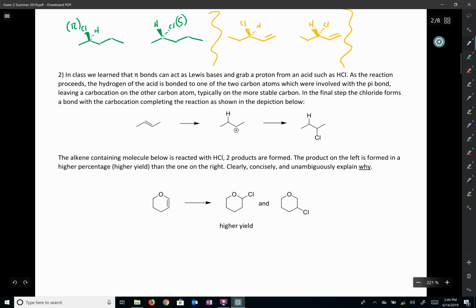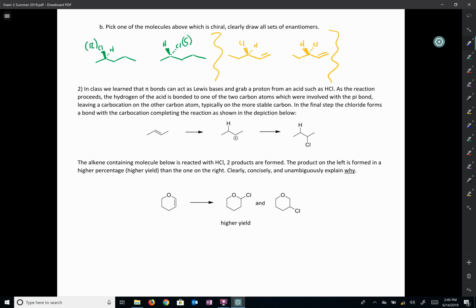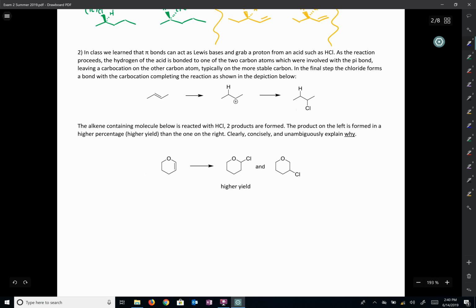So I'm not going to read this whole thing out. You guys can follow along, or pause and read along. Basically what this is saying is when you do a reaction with HCl, you add an H, you leave behind a positive charge, and then the chlorine adds where the most stable positive charge is, okay? And so then it says, well, why would we expect to see this molecule at a higher yield as compared to this molecule over here?